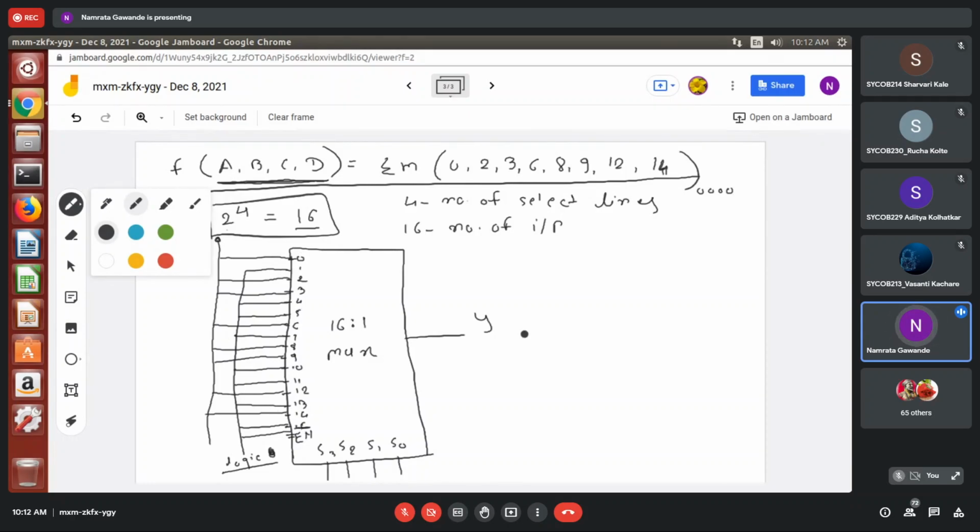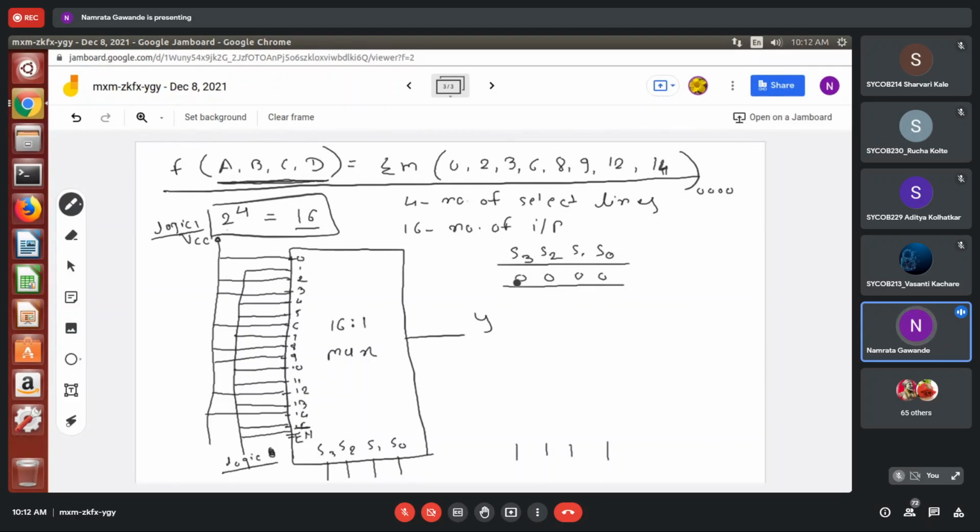One by one. So, S3, S2, S1, S0, those are the 4 select lines. These 4 select lines may have a combination from 0, 0, 0, 0 to 1, 1, 1, 1. Right? So if the select line has the data input 0, 0, 0, 0, that time D0 will be selected as the input and it gives the output in Y. So for this D0, the output will be 1. Okay, 0, 0, 0, 1.